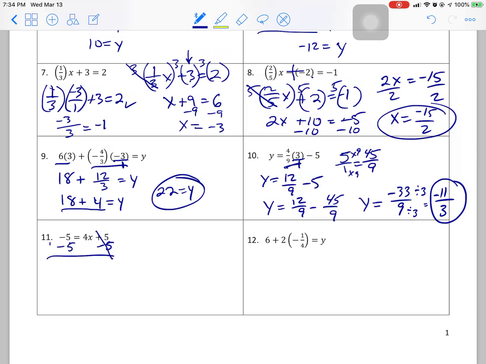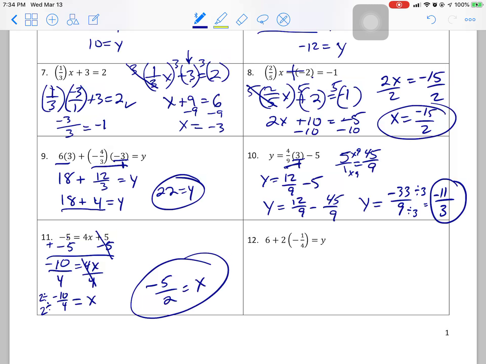It's a coincidence. These are both now -5. So -5 plus another -5 is a -10 equals 4x. Isolate the x with whatever means you need. And then, so x is going to be -10 over 4, but they're reducible by 2. So this is going to be -5 over 2. Don't lose the negative.